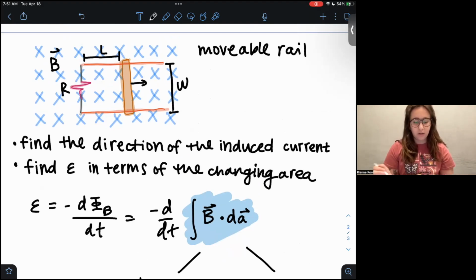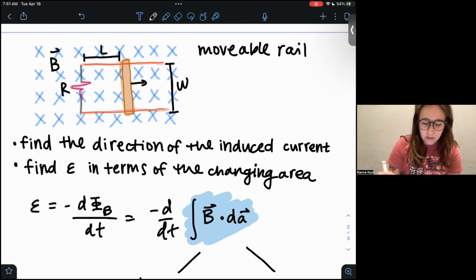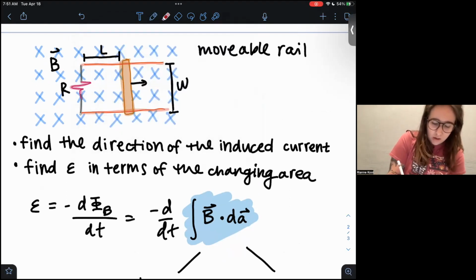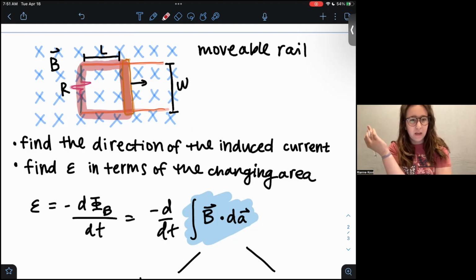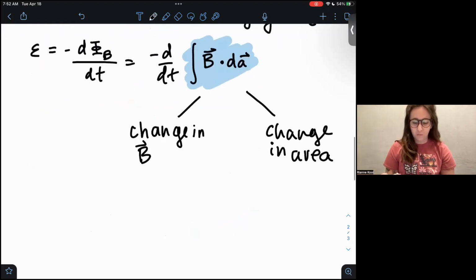Right now, our loop that would be enclosed is this one right here. So it kind of goes right there. That would be our enclosed loop as we are looking at Faraday's law. So we want to think about a way we can rewrite this in terms of our changing area. Like I said, we can have an induced EMF based on a change in the magnetic field or a change in the area that the magnetic field is enclosing. So in this case, let's talk about the change in area.